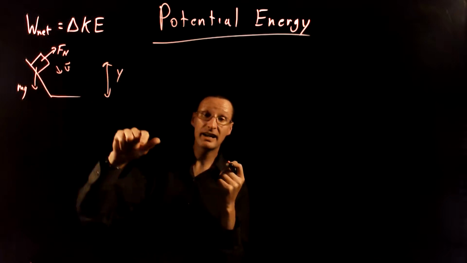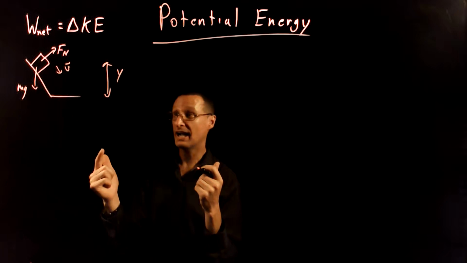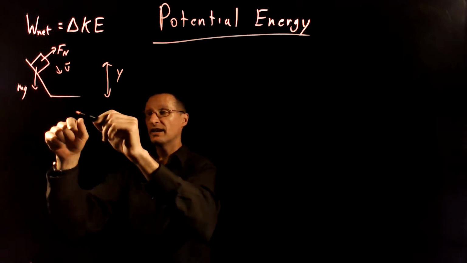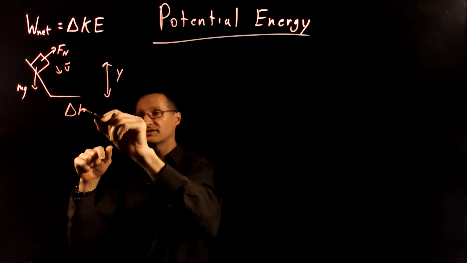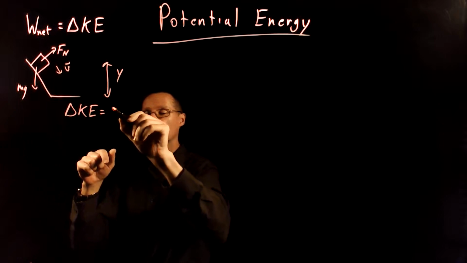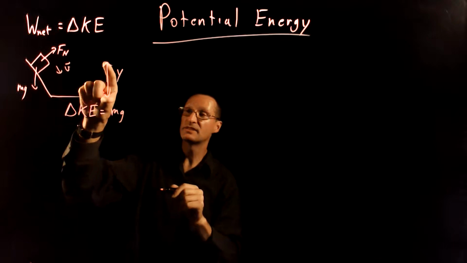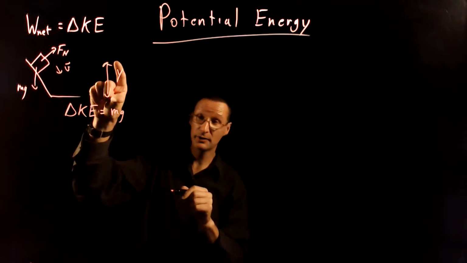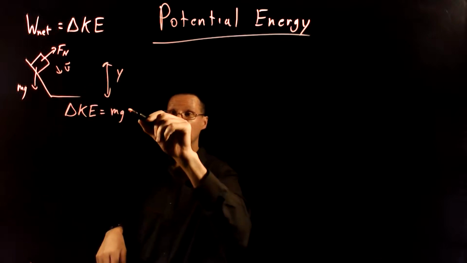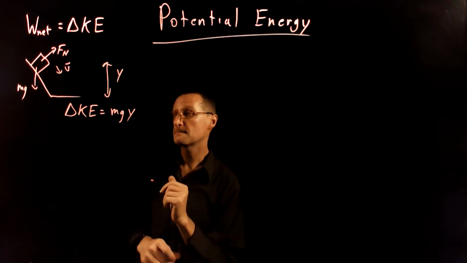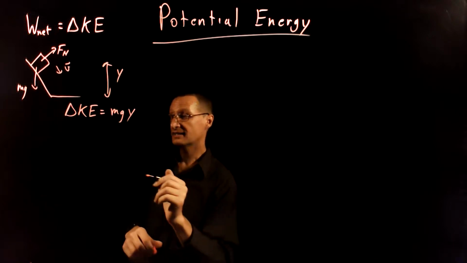So if I imagine this thing going down a vertical height of y, I can write down the change in kinetic energy is equal to the work done by gravity. That's going to be the force of gravity times the part of the displacement that's parallel to gravity, which is just going to be that vertical displacement, y. Okay? All right, so that's nice.